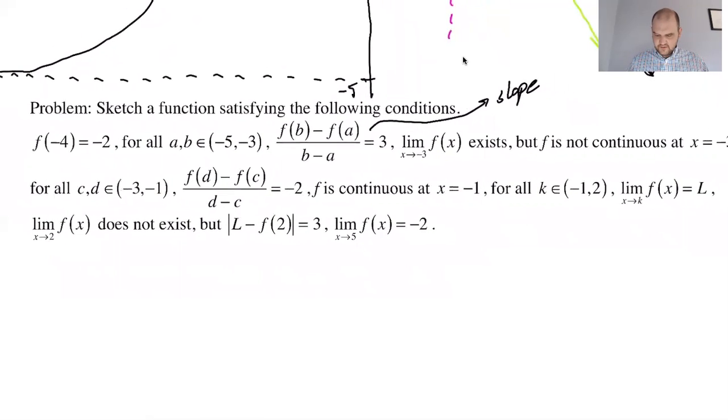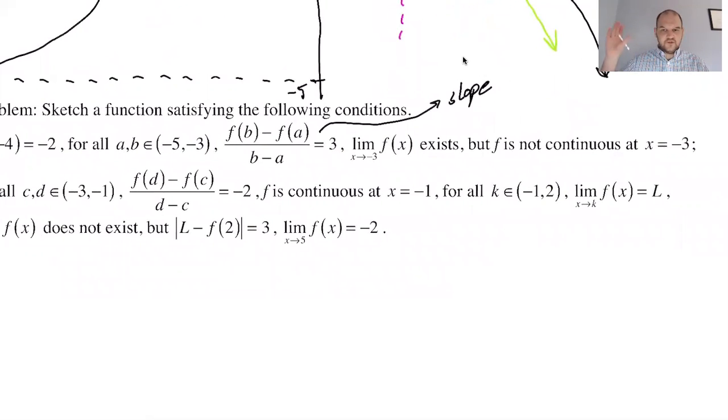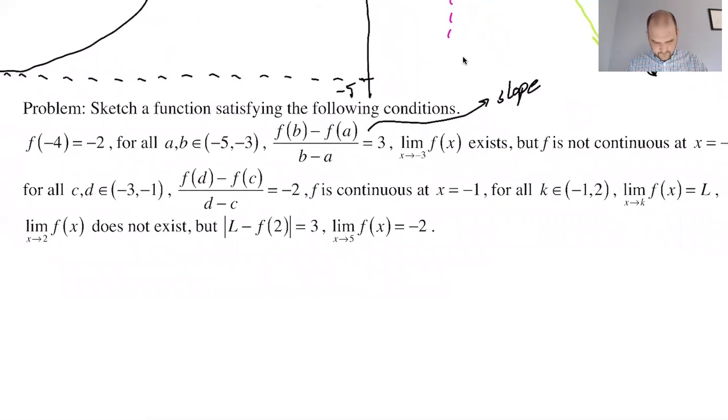The limit as x approaches -3 of f(x) exists. That's good, because if I know the limit from the left or the limit from the right, I know they have to be equal. So I can use that. f is not continuous at -3. Not useless, but it tells us whatever the limit is, the value of the function is not that. So that'll be something to consider. For all c and d that are in between -3 and -1, another slope formula, the slope will be -2. So this is also slope. f is continuous at x equals -1. Good, because if we knew the limit from the left or the right, that would tell us the value of the function. So that's good.